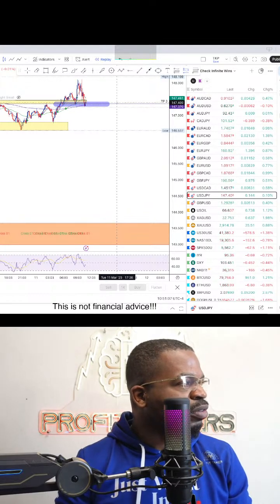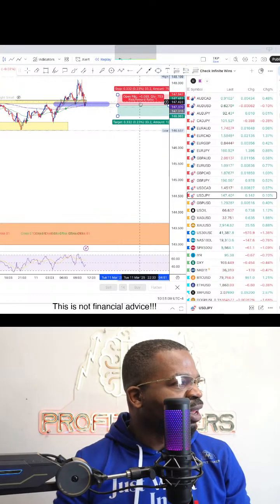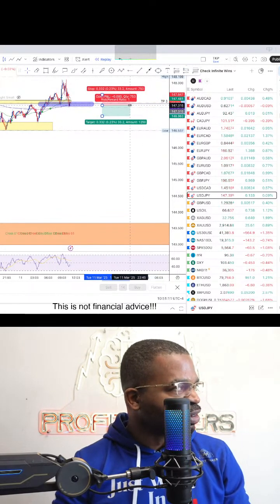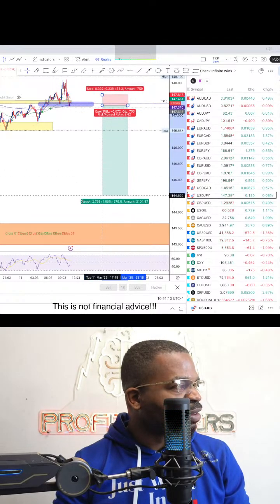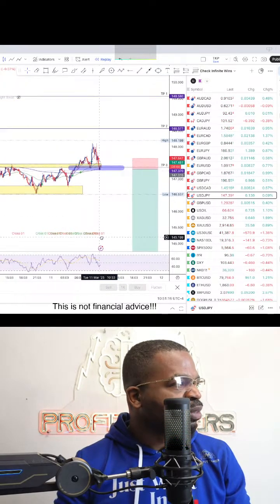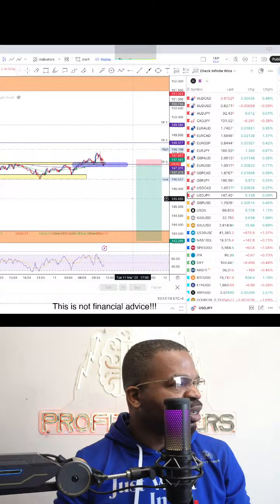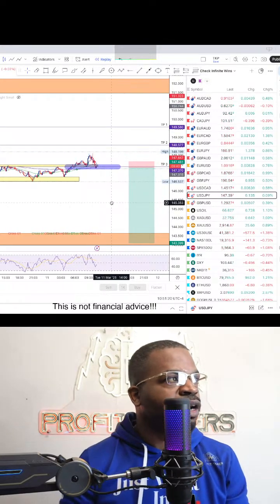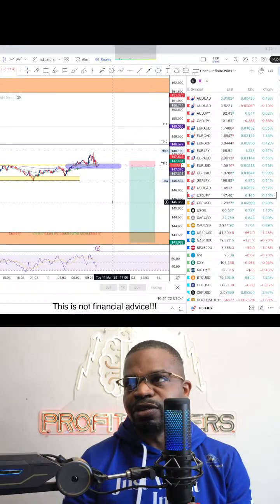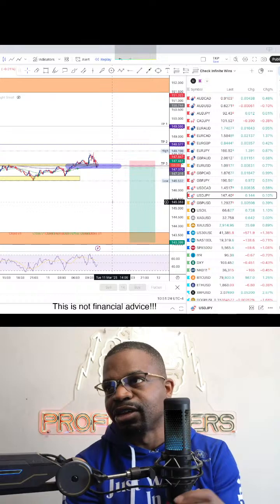So I'm going to be patient. I'm going to play the exact same process that I just used with CAD JPY. I see that we're trading at a key level. I understand there's only two possibilities at key levels. Price is either going to go up or it's going to go down, so there's no need to overcomplicate this thing.